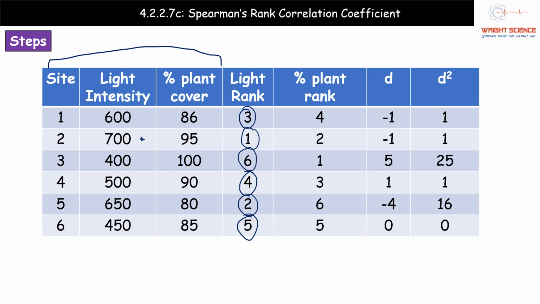So all we've done is we've literally gone through, found the highest, given it position 1, and worked our way through. We do the same thing for the percentage plant cover, and we write their ranks in the next column. We then work out the difference between them, so 3 minus 4 gives us minus 1, etc. And then we square those differences. What we're then going to do is obviously add up a total of all of these here. So 1 plus 1 is 2, plus 25 is 27, 28, 38, that is 44 in total. So the sum of d squared is our 44.